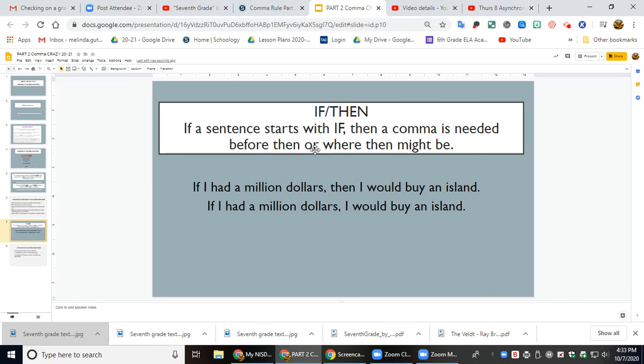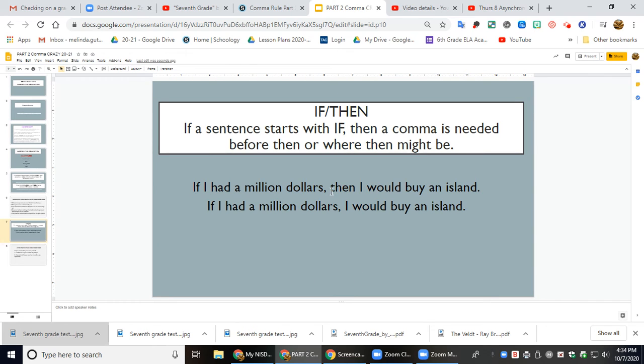The next rule we're going to go over is if-then. So if is an AAAWWUBBIS, but because we see it so often, we created our own rule. If a sentence starts with if, then a comma is needed before then or where then might be. So we have if and we have then. Then is not always there. Sometimes you could take the word then out and you'd still have a complete sentence. Wherever then would be, you have to place a comma before it.